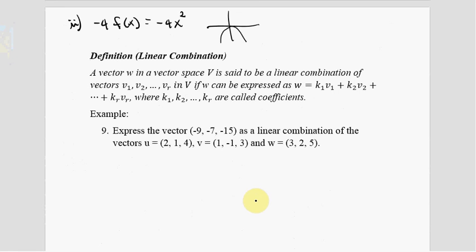Okay, so W is expressed as K1 V1 plus, and so on to KR times V sub R, where K1 to KR are called coefficients. Now look, these K's, these constants, coefficients, whatever you want to call them, these guys are the key. If I can find such K's that guarantee the linear combination, then this vector here can be expressed as a linear combination of the given vectors.